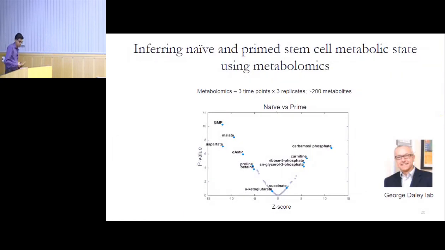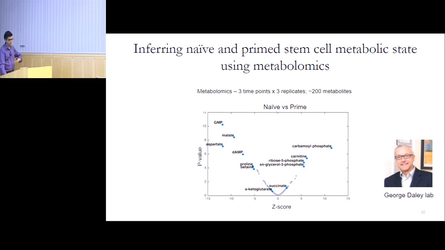So we did metabolomics on these different cell types, and this is the data that I mentioned to you earlier, where we saw a lot of metabolic differences, but it's very hard to tease out what are the pathways that are different between naive and primed cells just by looking at this data. Also want to mention that this was done in collaboration with the George Daley lab in Harvard Medical School. So we did metabolomics on 3 different time points so that we can use that with our approach. And we measured around 200 different metabolites.